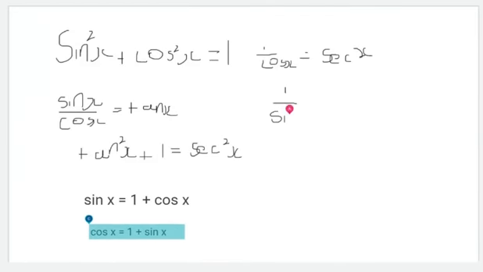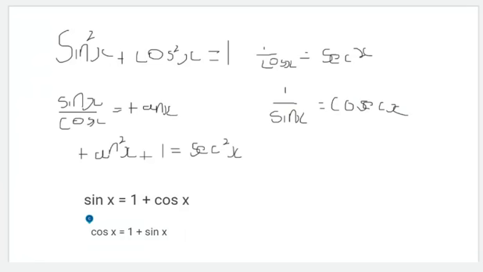Right, let's see what we have. So sine squared x plus cos squared x is 1, yep. Sine x over cos x is tan. Tan squared x plus 1 is sec squared x. Sine x equals 1 plus cos x. That one's not an identity. No, but look at the top identity and see if you can rearrange that one.